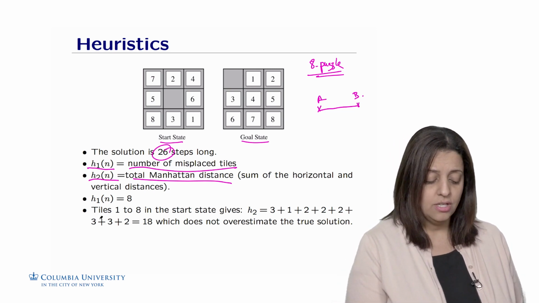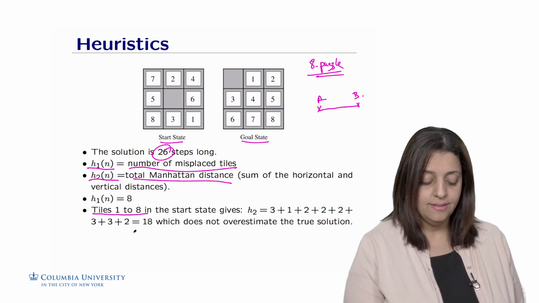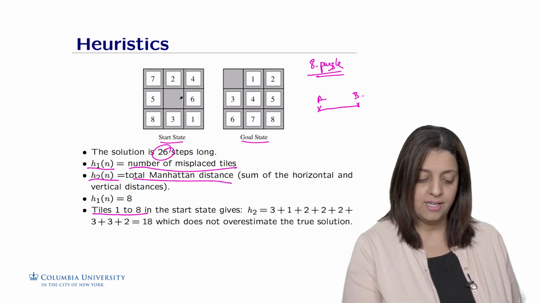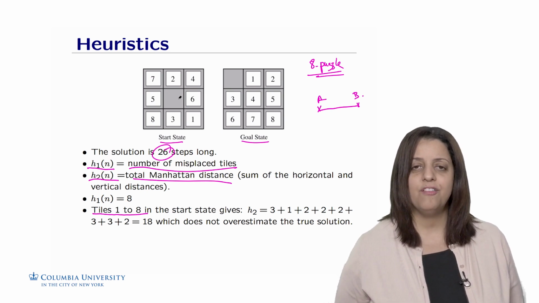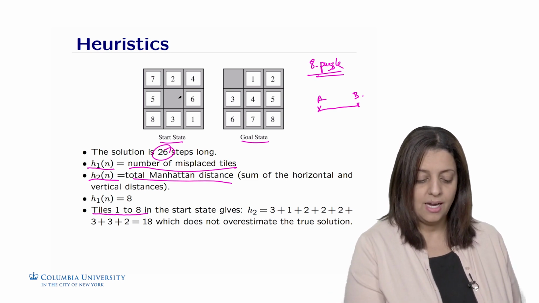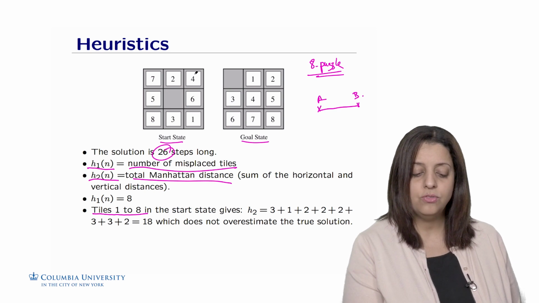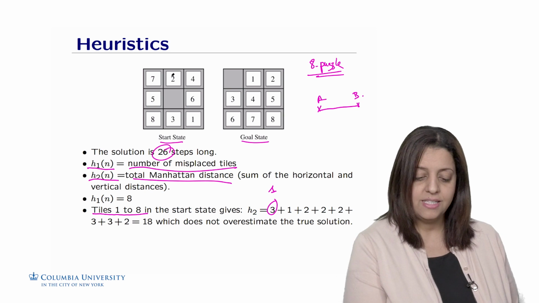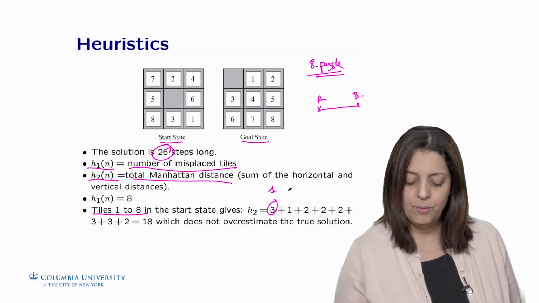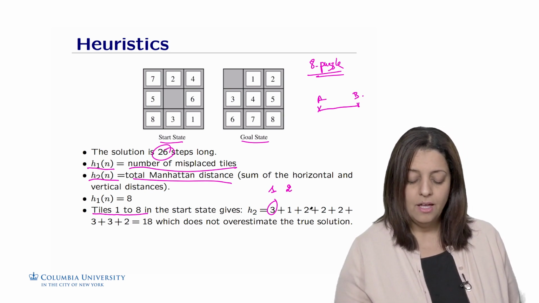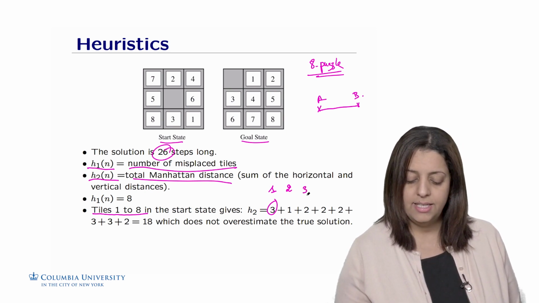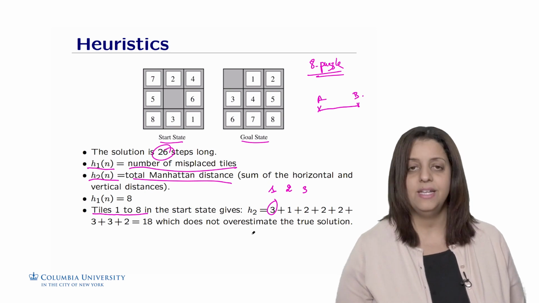So in this case, if we count the tiles 1 to 8, we are going to calculate h2(n) for the start state as the number of movements you need to do to move each tile to its final position. If we start with tile 1, we're going to need to do 1, 2, 3 movements. So that's going to be 3 for the first tile. For the second tile, we need to move it to the right. It's going to be only 1 movement. For the third one, we're going to need to do 1, 2 movements to move the 3 to its final position, and so on and so forth.